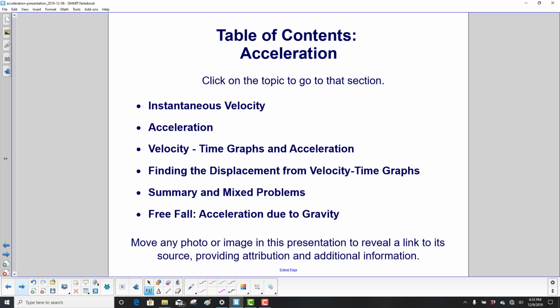We have several topics going on in this unit. We'll start with instantaneous velocity, then define acceleration, and once again we'll have graphs. We'll have velocity time graphs with acceleration. Then we'll say how you can find the displacement from the velocity time graph. Not only can you find acceleration, you can find displacement. That's pretty cool. Then we'll summarize it, have some mixed problems, and then a special chapter on free fall, which is the acceleration due to gravity.